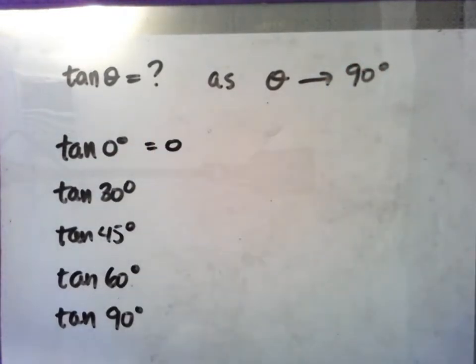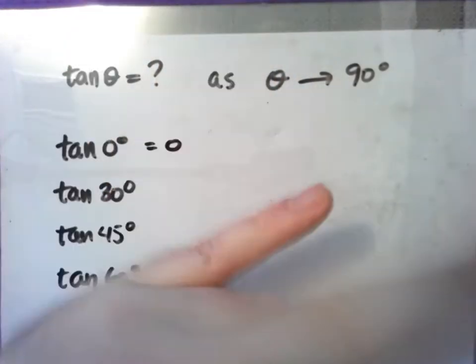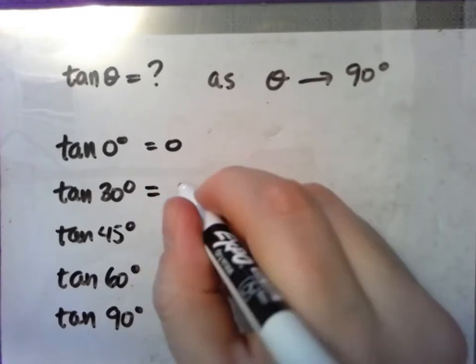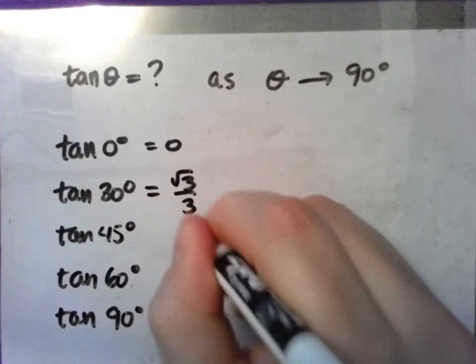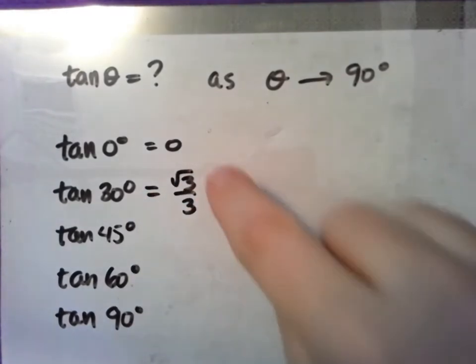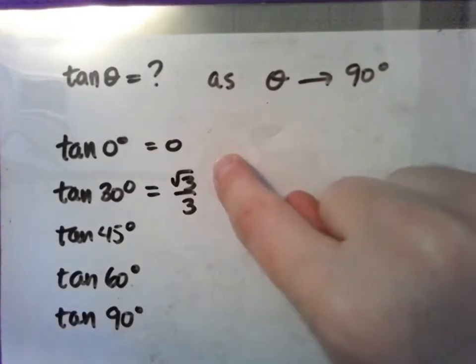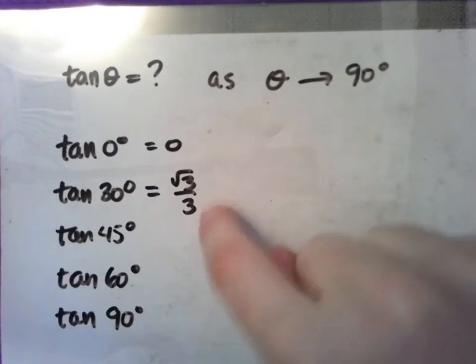Let's do 30 degrees. 30 degree finger, flip over your hand, square root of 1 over square root of 3. Square root of 1 over square root of 3, when you rationalize it, is root 3 over 3. The value of root 3 over 3 is less than 1 because the denominator is larger than the numerator. So you're dividing by more than what you have.